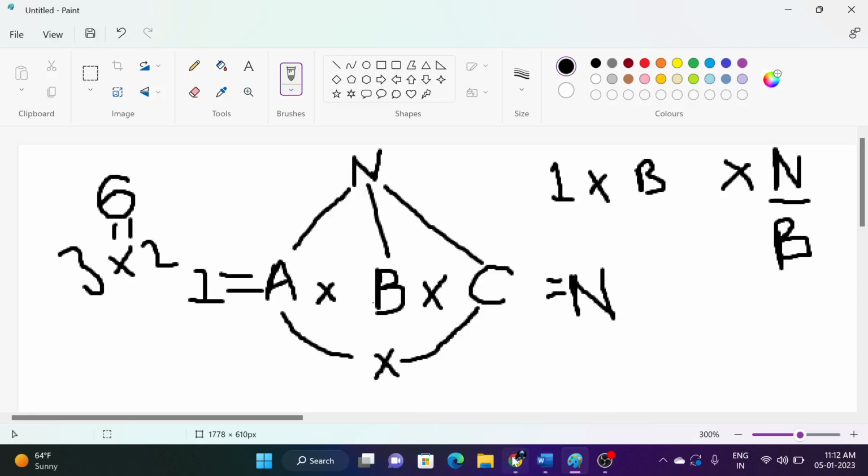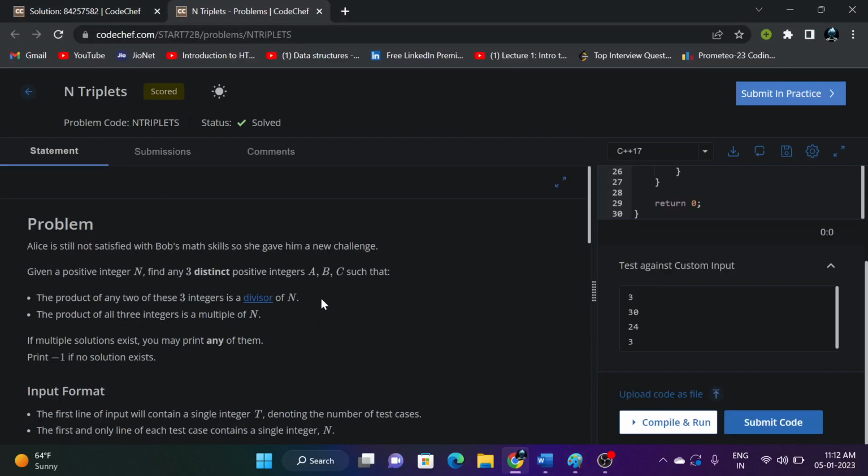Now let's go back to the problem statement. We have found a, b, c which are distinct and positive, right? And the product of any two of them, that is a into b, b into c and a into c, is a factor of n, and the product of all these three integers is equal to n. Now one more case remains.